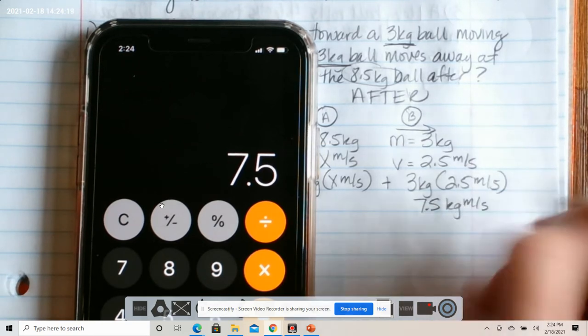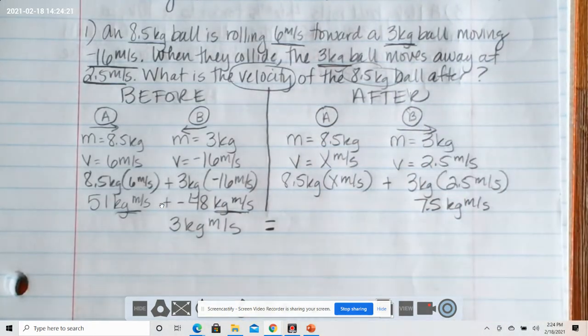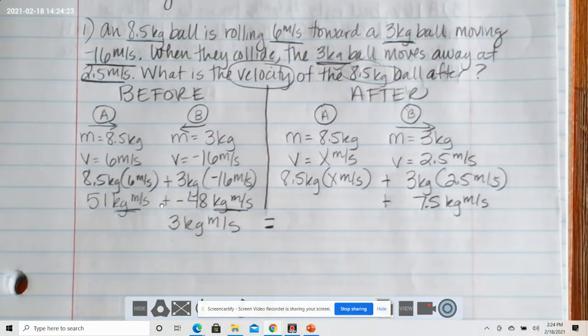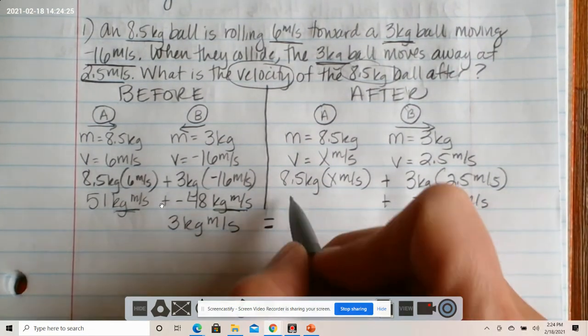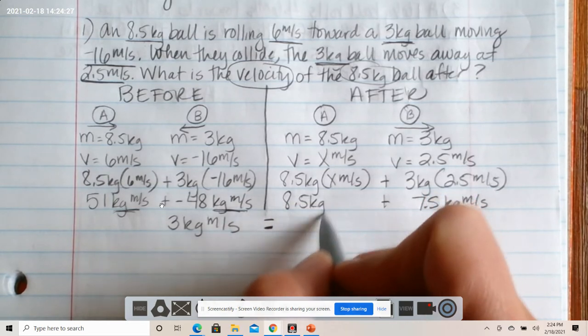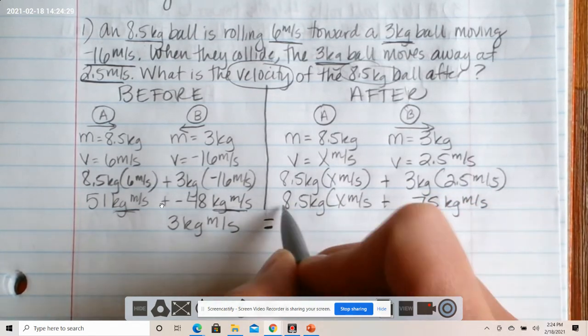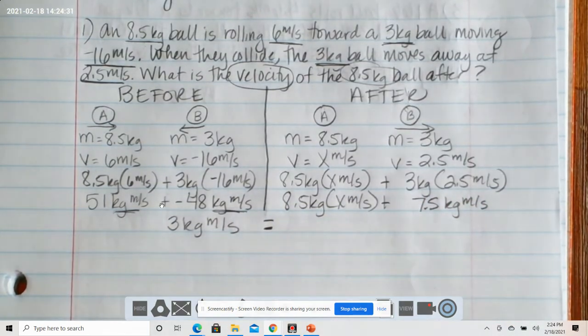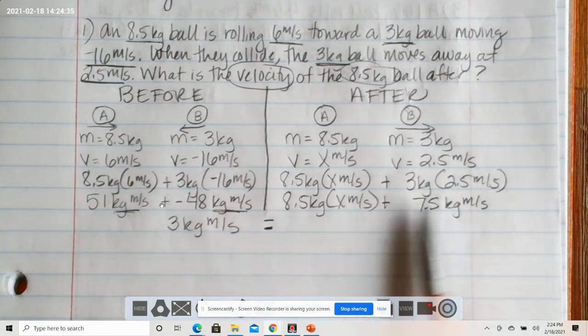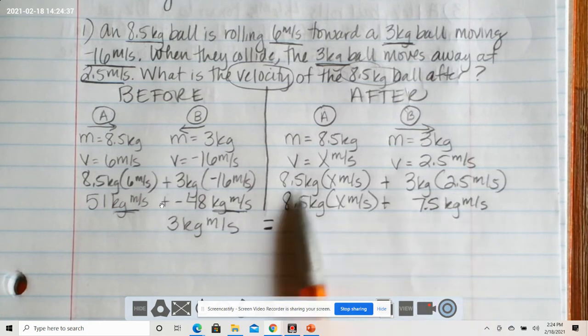So the momentum of the ball B after the collision is 7.5. And I'm going to say plus, and I'm going to bring this down because I can't do anything with it, because I can't multiply because I don't have a number. It's just an x. Now, here's where people make mistakes. They try to add stuff together they can't add.